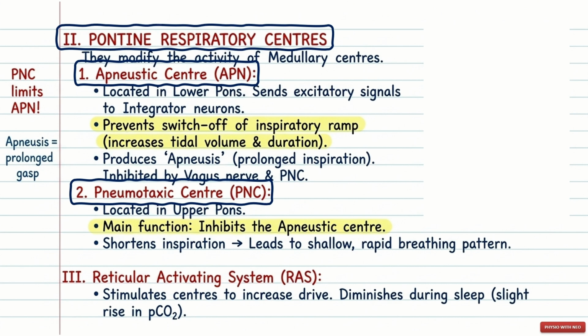Since apneustic center acts like an accelerator, it sends the excitatory signals to the integrator neurons, and it prevents the switch off of inspiratory ramp signal. So it produces the apneusis. That is, it causes prolonged inspiration.